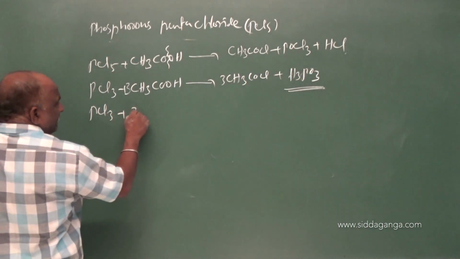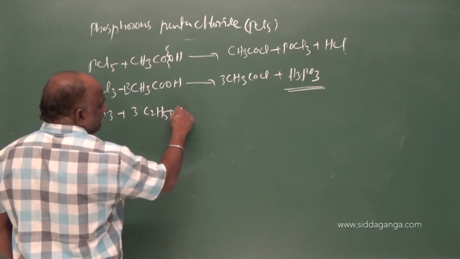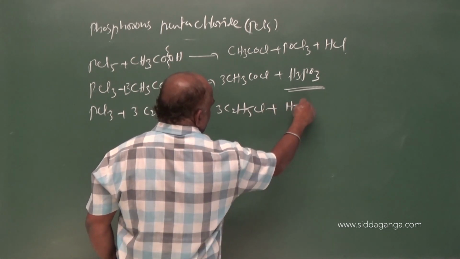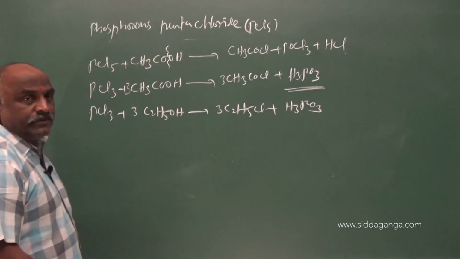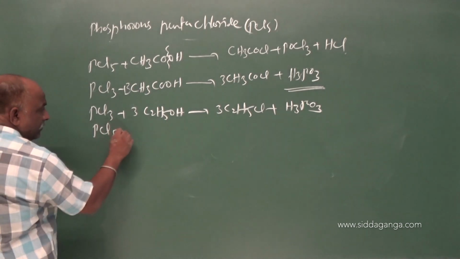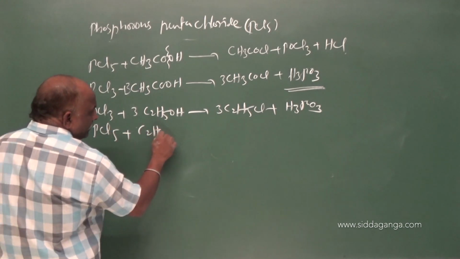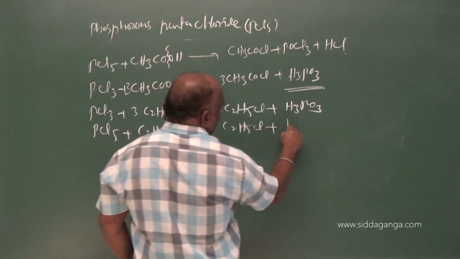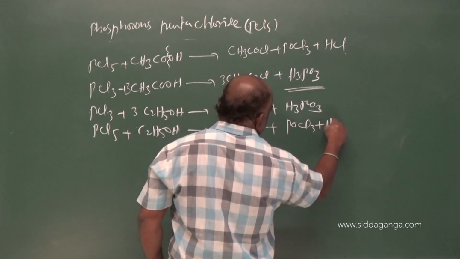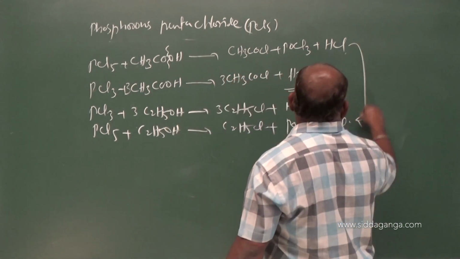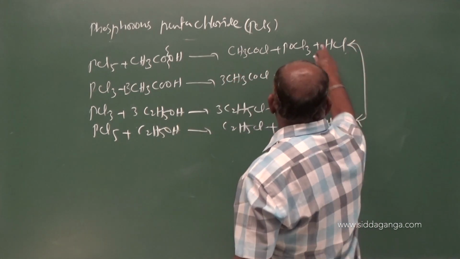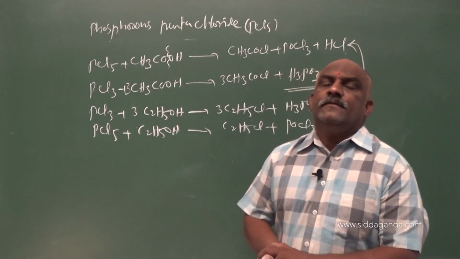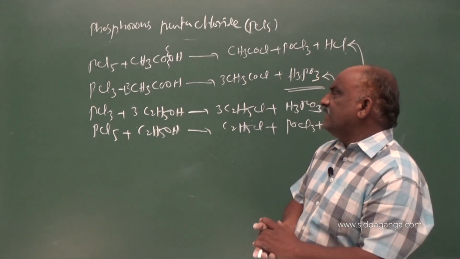Phosphorus trichloride with 3 molecules of C2H5OH. What is the answer? C2H5Cl plus H3PO3. If phosphorus pentachloride plus C2H5OH, what is the answer here? C2H5Cl as it is, but here POCl3 plus HCl. See this, these two are same type of reactions. Clear it is. So practice these reactions.